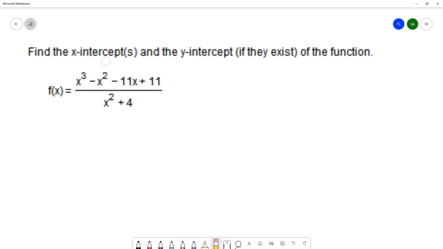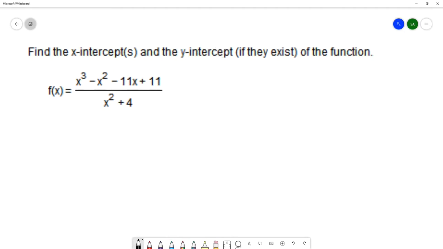Find the x-intercepts and the y-intercept, if they exist, of the function f of x equals x cubed minus x squared minus 11x plus 11 over x squared plus 4. So we're looking for the x-intercepts and the y-intercepts. I'm going to start with the y-intercept because it's always a little bit easier to work out.